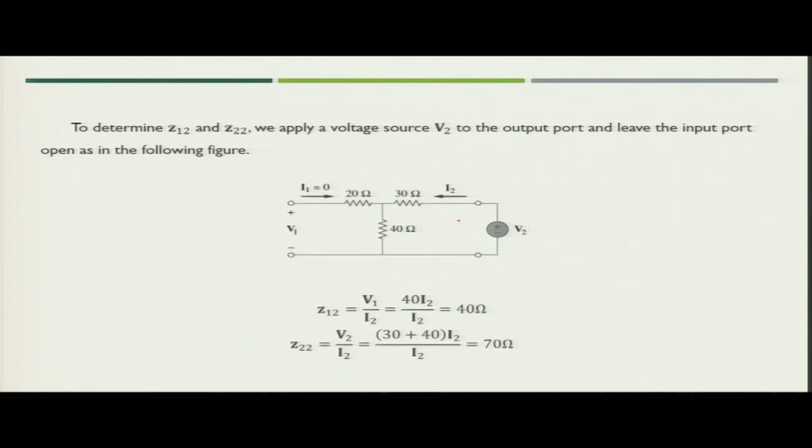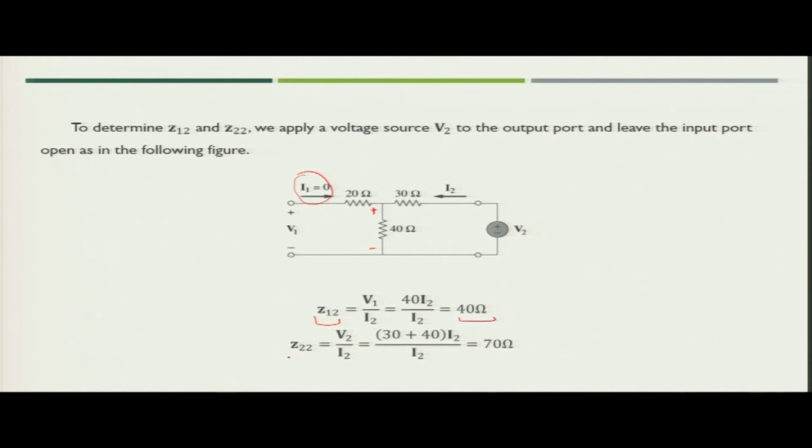Now, next what you have to do? You have to keep the input port as open circuit and apply voltage V2 across the output port, and we measure the value of I2. What would be the value of Z12? Since I1 is equal to 0, the value of V1 would be across again the 40 ohm resistance. So, the voltage across the 40 ohm resistance is 40 into I2, and dividing by I2, you will get the value of Z12 as 40 ohm.